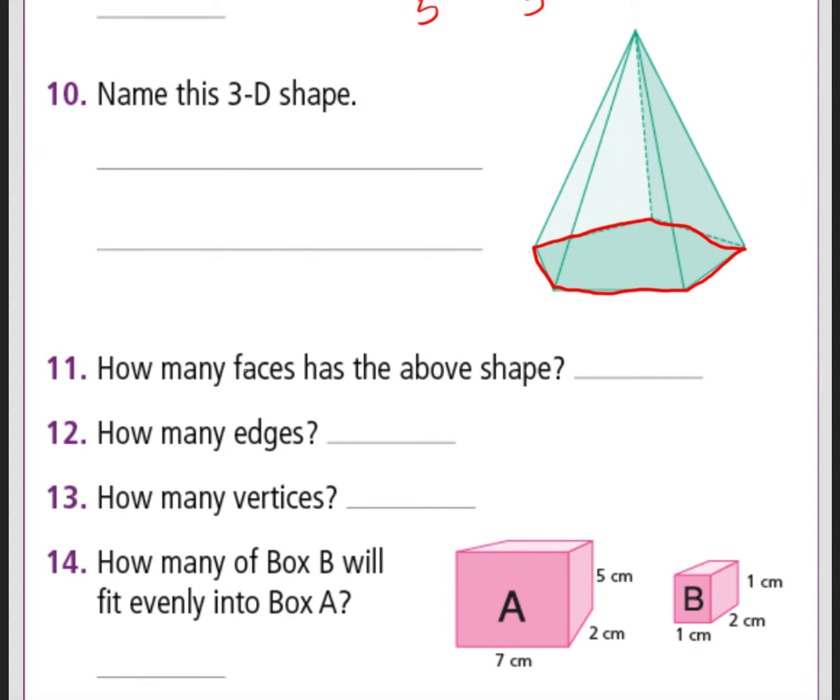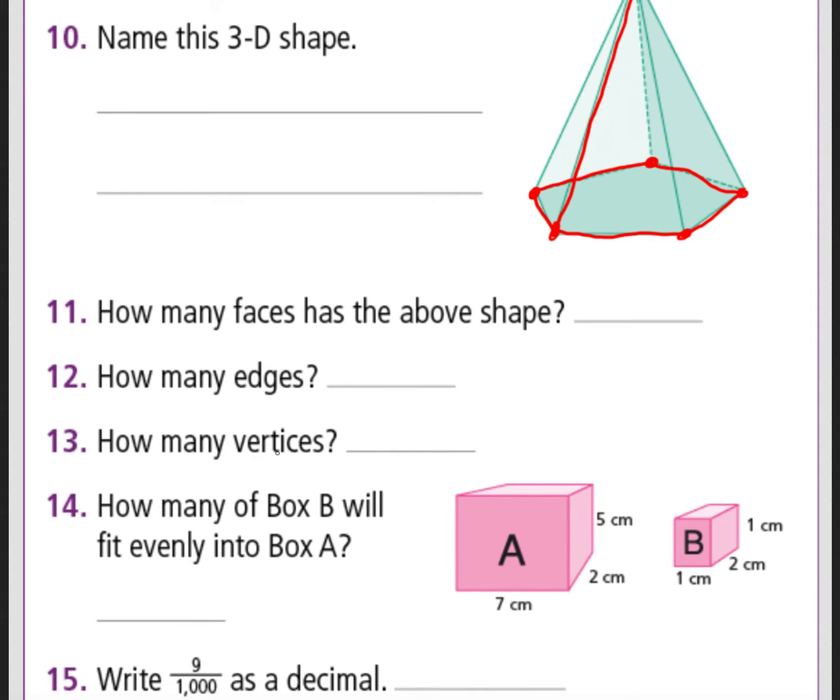Number 11, how many faces does the above shape have? Okay, so there's one on the bottom, and then you can count them up going around the sides. How many edges and how many vertices? So the edges, we've already counted the 5 on the pentagon, but we also need to count these edges that join the base to the tip. And the vertices, okay, so there's one vertex up at the top here, it's where edges meet, and then at the bottom you've got 1, 2, 3, 4, 5 vertices there. So you can count those to get the vertices.